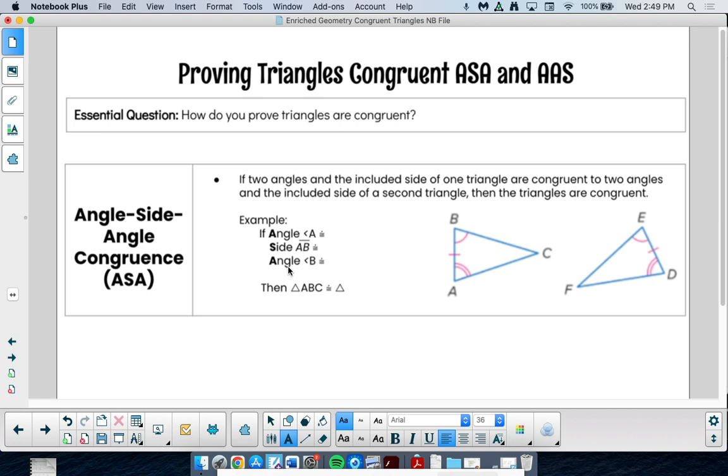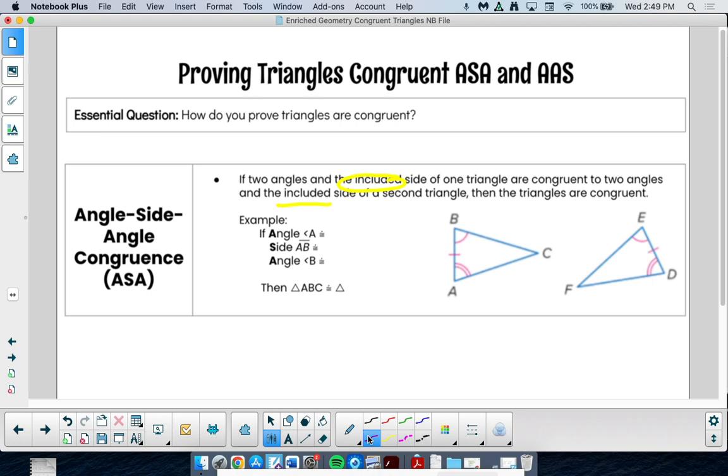It says if two angles and the included side of one triangle are congruent to two angles and the included side of a second triangle, then those two triangles are congruent. A few things in just that sentence, you guys. Will you please outline or circle the word included? That's huge. That's how you tell the difference between angle side angle and angle angle side. What we mean by included is it's the side between your two congruent angles. That'll be demonstrated in a second here.